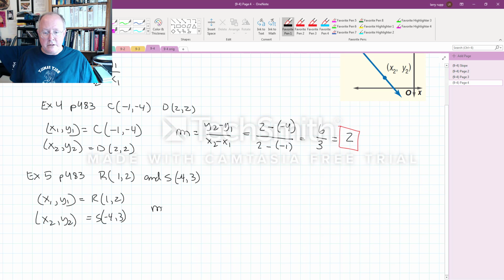So our slope formula is m is equal to y2 minus y1 over x2 minus x1. And now we substitute in y2, which is 3, minus y1, which is 2, all over x2, which is negative 4, minus x1, which is 1. 3 minus 2 is 1. Negative 4 minus 1 is negative 5. So our slope then is negative 1/5.